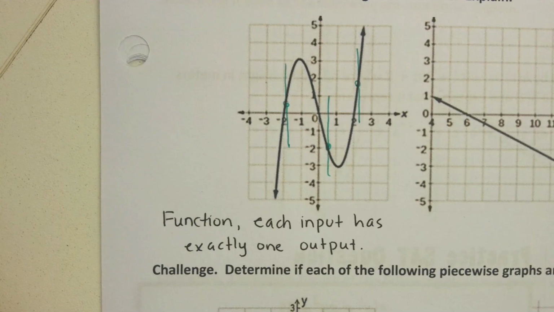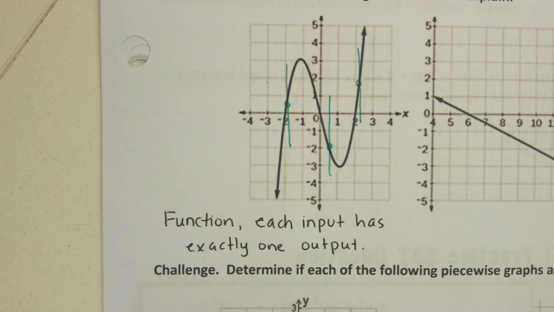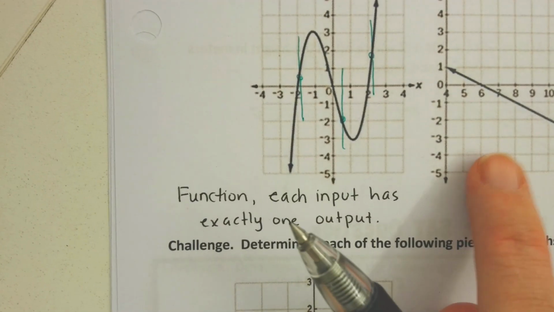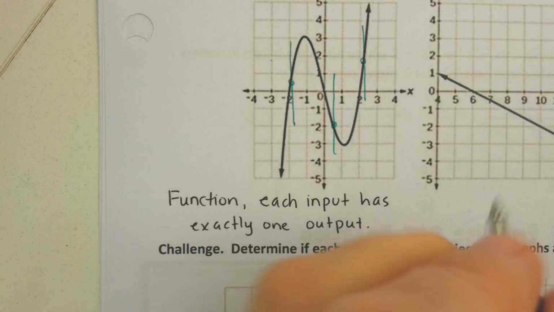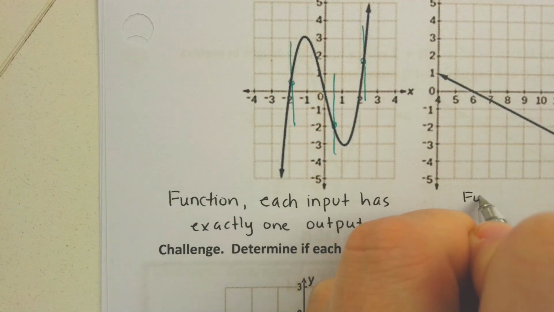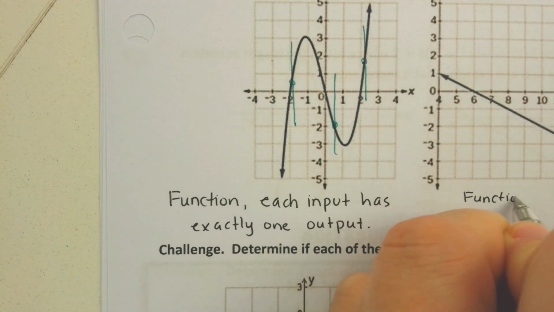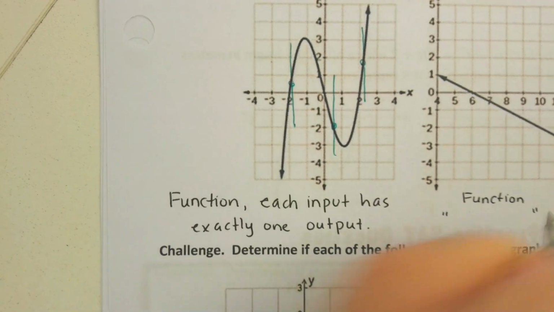I thought you had yeses or nos. Thumbs up if you think it's a function. For this one, thumbs down if you think it's not. It is. Good. Now I'm going to cheat on this one. You ready? I'm going to write function, and then I'm going to write, what does that mean?